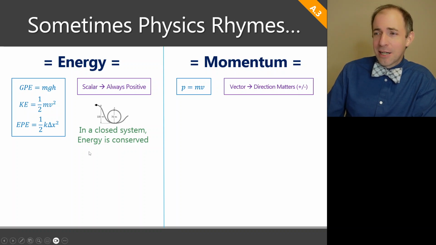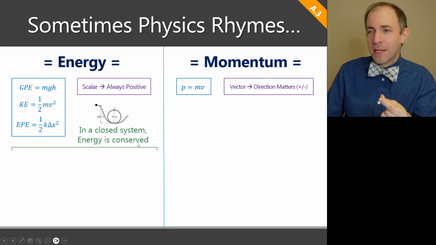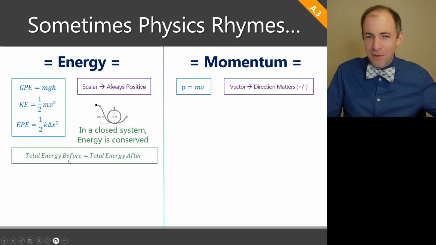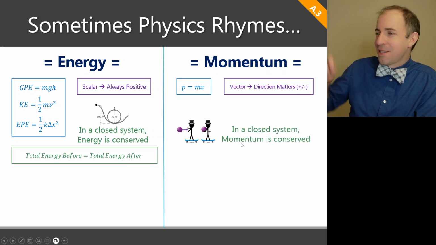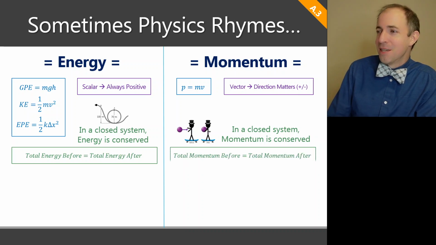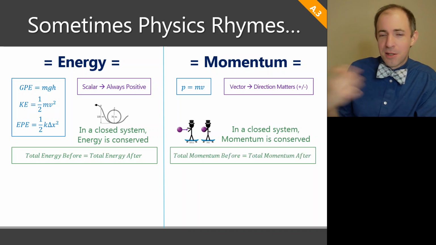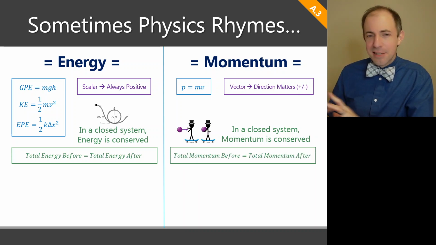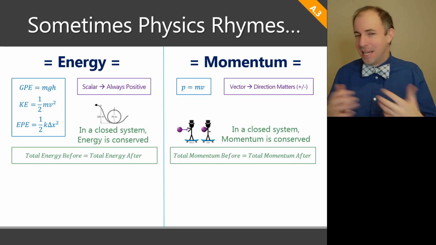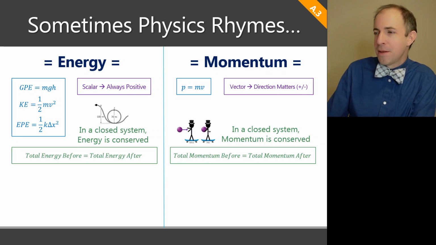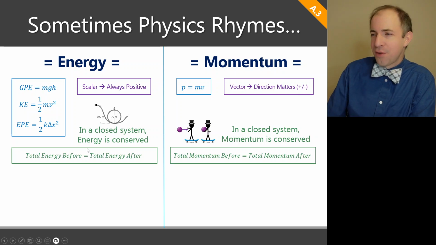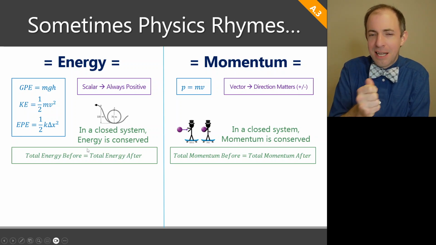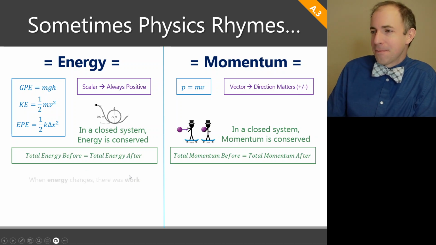Well, in a closed system, energy is always conserved. We say that the total energy before equals the total energy after. That might sound familiar from when we did momentum. We said that in a closed system, momentum was conserved. The total momentum before equaled the total momentum after. And in that case, we were dealing with these hit and stick, hit and bounce, or explosion type problems where you are looking at the momentum of multiple objects. Whereas for energy, we're typically just following the energy of one single thing.